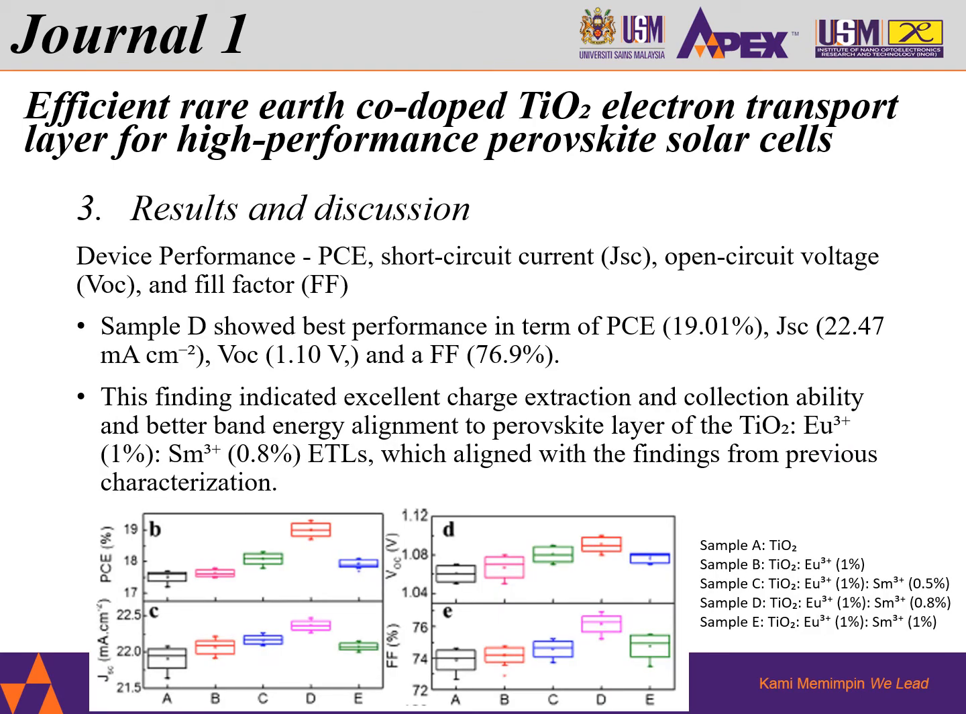We are done with the characterization of the morphology and the structure of the device. So now we are focusing on the device performance in terms of PCE, JSC, VOC, and FF. So samples A to E are being investigated. As you can see, sample D is the one we talked about, which comes with 0.8% SM concentration. So this shows the best performance in terms of PCE, JSC, VOC, and FF. This finding also indicates a very excellent charge extraction and collection ability, and also a better band energy alignment of this ETL to the perovskite layer.